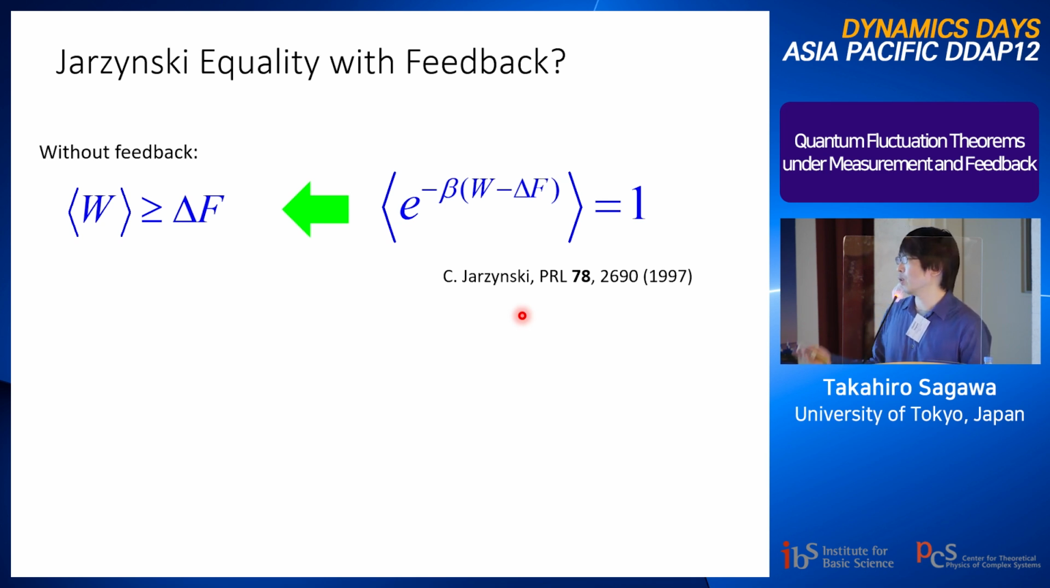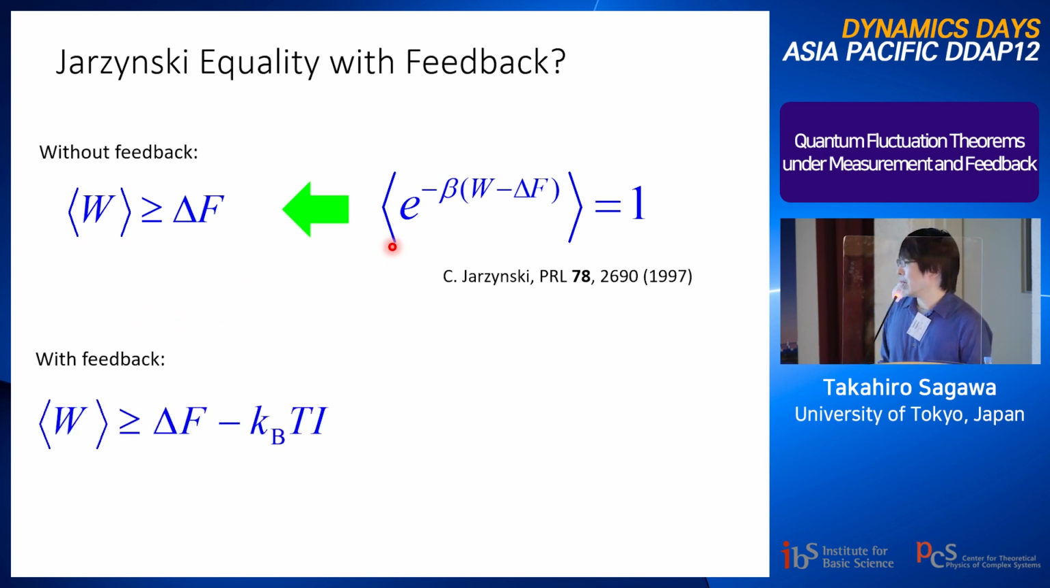And if you sum up all of them, we have a universal equality like this. By applying the convex inequality, or Jensen's inequality, we can reproduce the conventional second law of thermodynamics. On the other hand, as I have shown in the previous slide, we have a generalized second law of thermodynamics in the presence of Maxwell's demon, given by the mutual information.